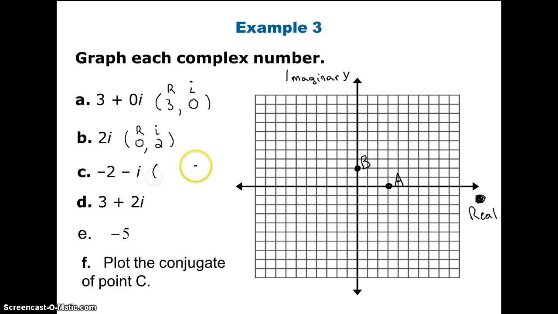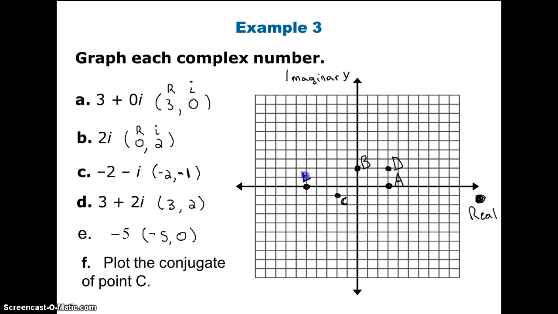For the next one, I'm going to take my real number first. So there's the -2. My imaginary number is a 1i, so -1. So you go 2 to the left, 1 down, and there's point C. For the next one, my real number is 3. My imaginary number is 2. Don't worry about the I. So 3 to the right, 2 up. And there's point D. For the next one, that's my real number, -5. Imaginary number is 0. There's no I. So 1, 2, 3, 4, 5 to the left.